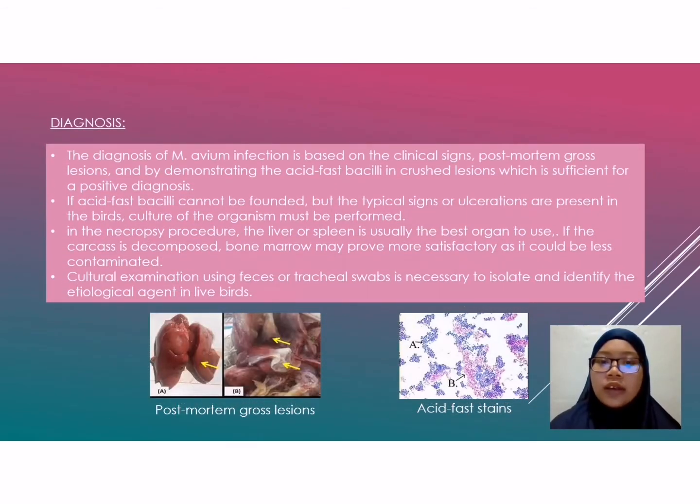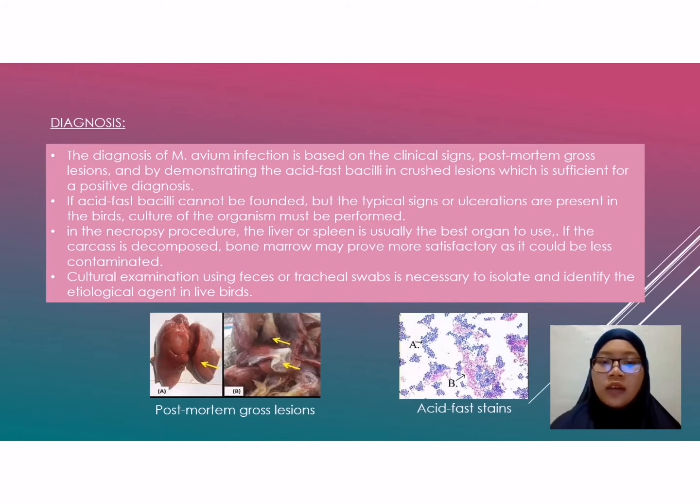The diagnosis of Mycobacterium avium infection is based on the clinical signs, postmortem gross lesions, and by demonstrating the acid-fast bacilli in crushed lesions, which is sufficient for a positive diagnosis. If acid-fast bacilli cannot be found, but the typical signs of ulcerations are present in the birds, culture of the organism must be performed.